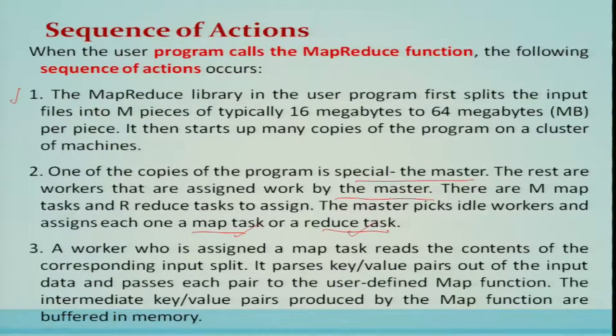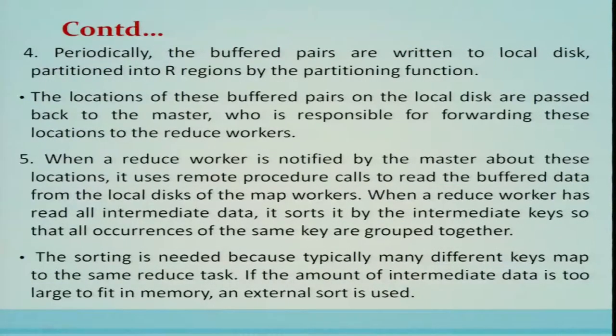The worker who is assigned the map task reads the contents of the corresponding input split. It parses key value pairs out of the input data and passes each pair to the user defined map function. The map function generates the intermediate key value pairs, which are buffered in memory. Periodically, the buffered pairs are written to the local disk. Then they are partitioned into R regions by a partitioning function, which I have explained is nothing but hashing with mod R. The locations of these buffered pairs on the local disk are passed back to the master, who is responsible for forwarding these locations to the reduce workers.